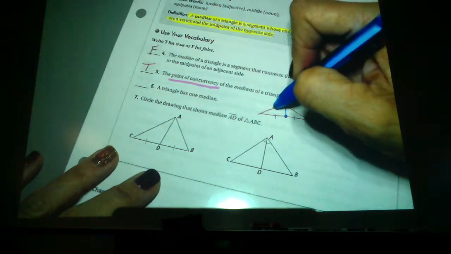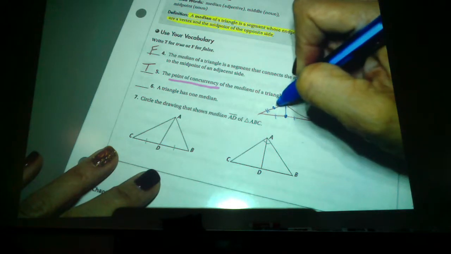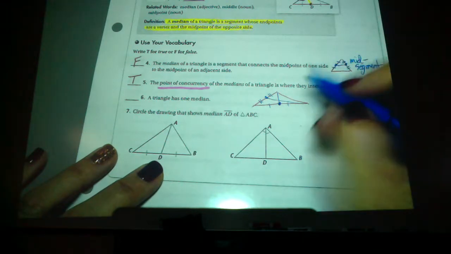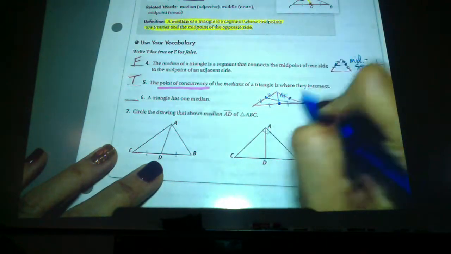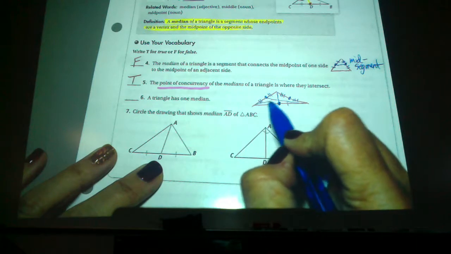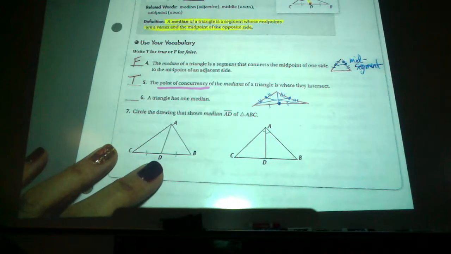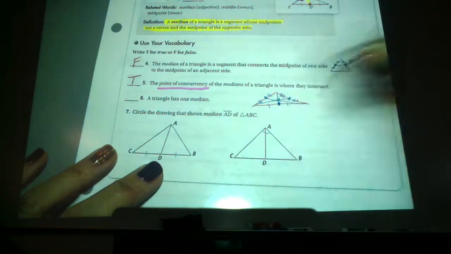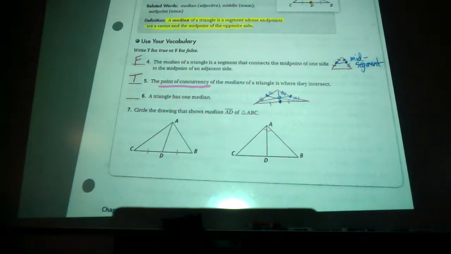Could I bisect this side here and have that line come from an angle? Sure. Could I bisect this line and have that line come from another angle? And this right here is the point of concurrency. So aren't there 3 medians in a triangle? Not just one, there's 3. So for every one of these parts or pieces to the triangle, there's always 3. So the answer to this is false. Right there, that should be 3.